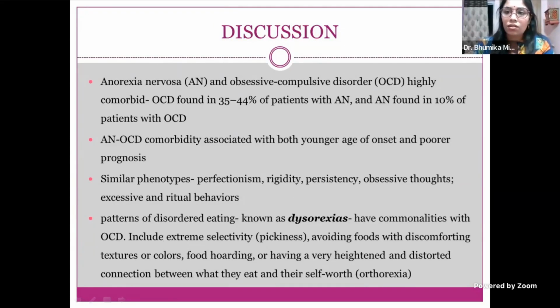A brief discussion on this topic. So as we all know, let us stop here and we'll probably discuss with our discussants. All right, you can stop sharing.